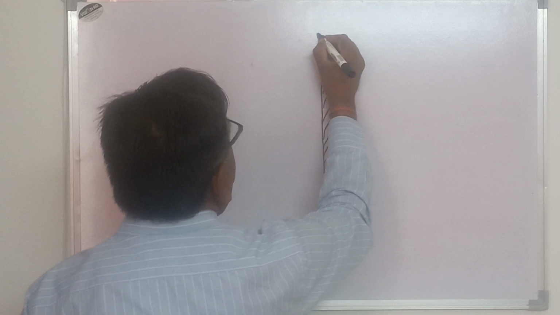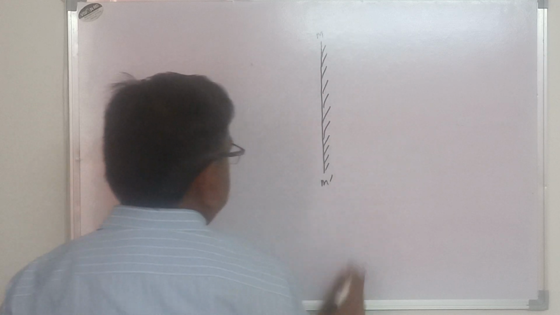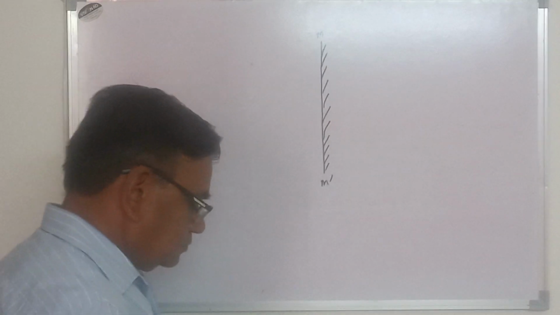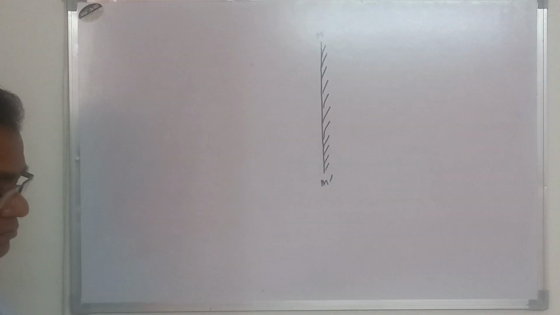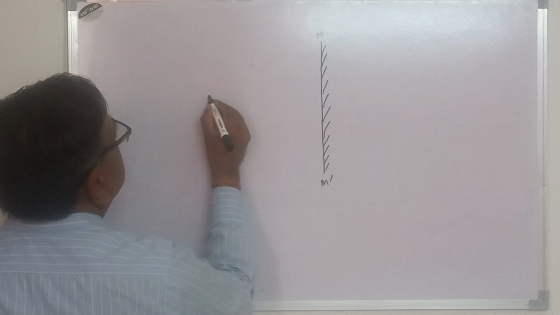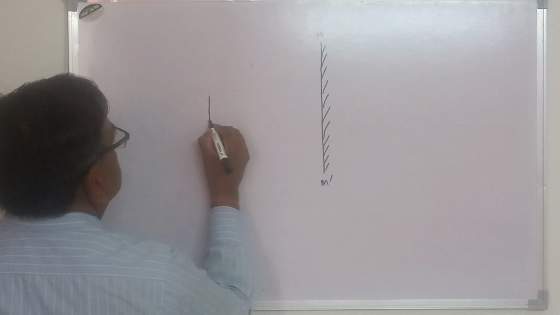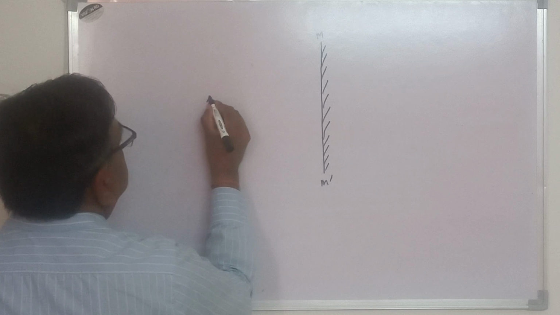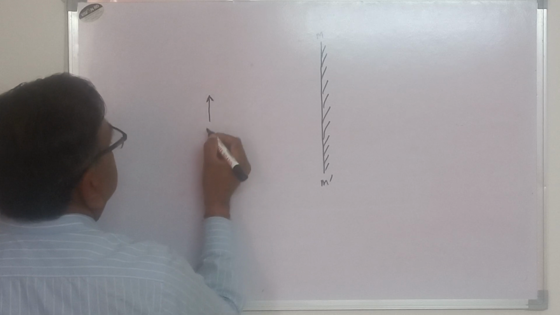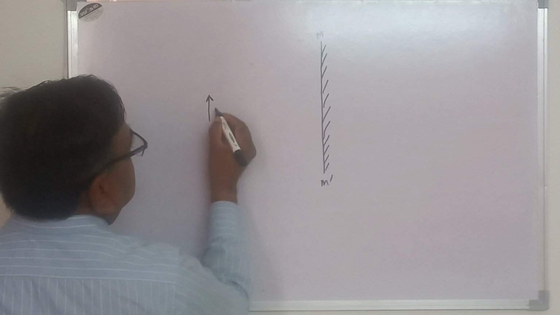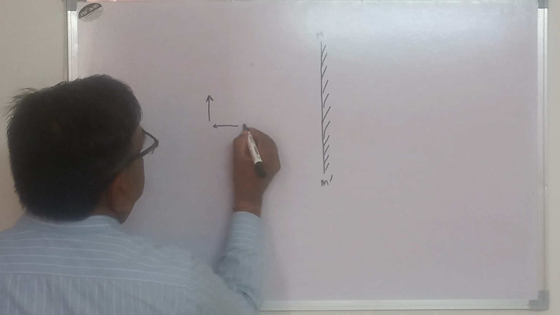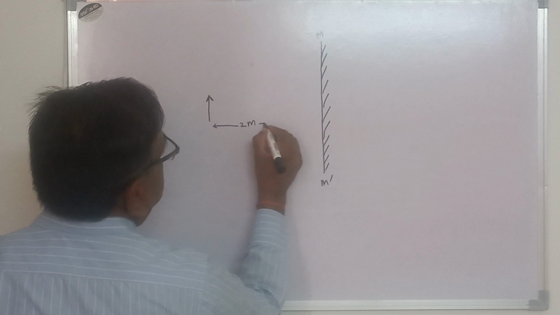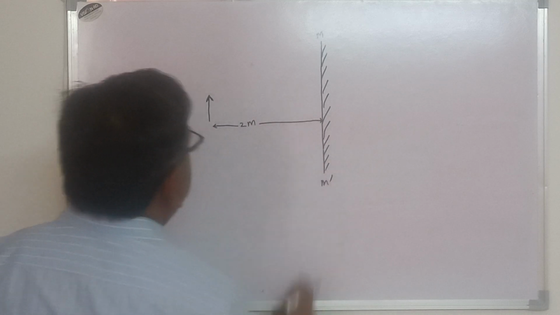This is a plane mirror, M dash. A man is sitting here, 2 meters away. Let this be his head. He is sitting on the chair, 2 meters away from the mirror.